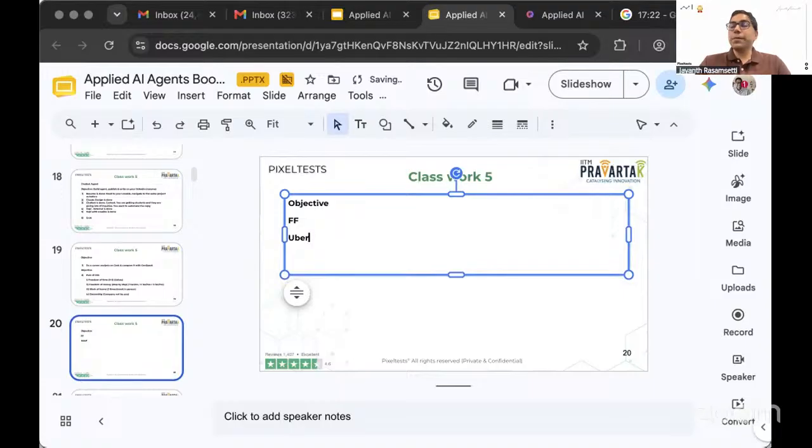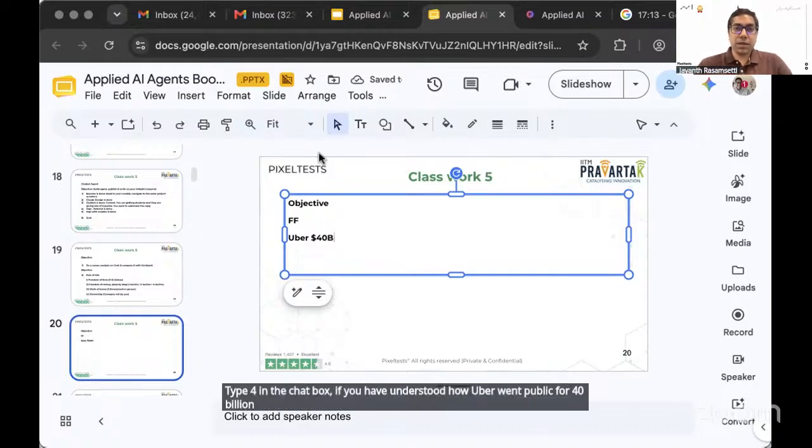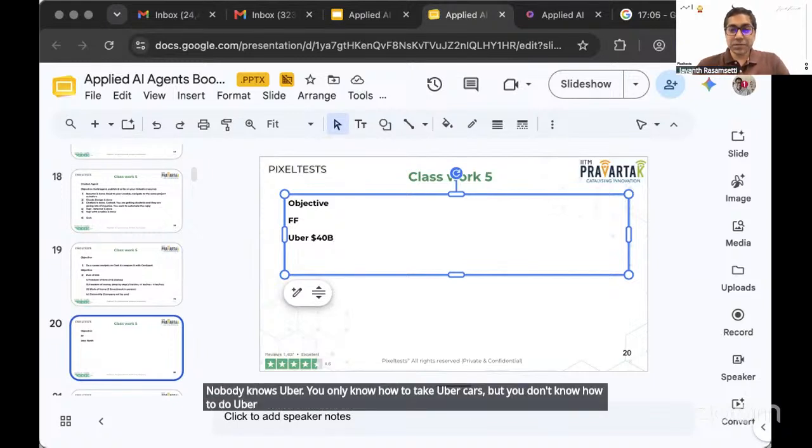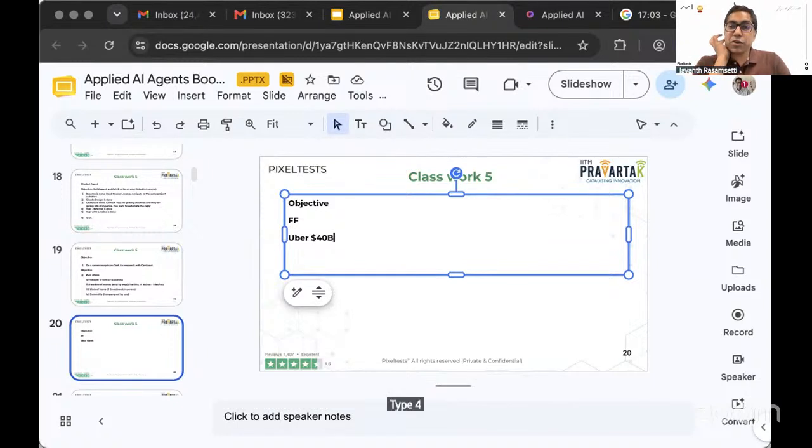If you look at Uber, it went public, I think, for 40 billion. Type 4 in the chat box if you've understood how Uber went public for 40 billion. Nobody knows Uber. You only know how to take Uber cars, but you don't know how to do Uber. Yes? Type 4 in the chat box if you're clear about this.